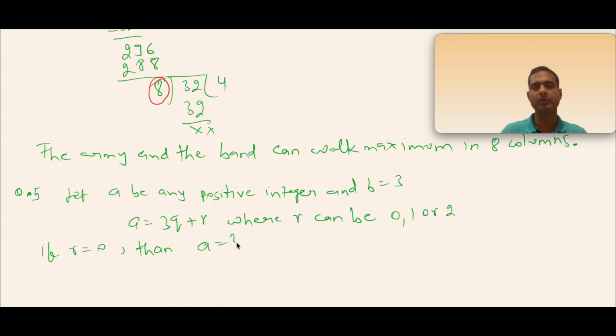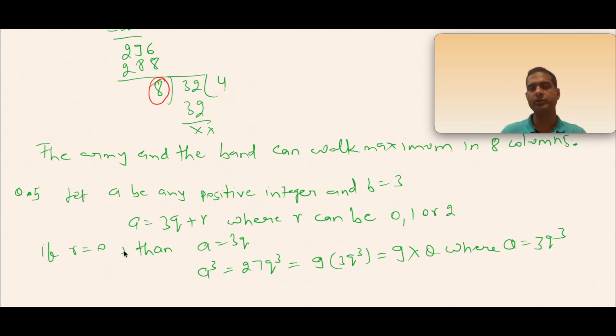So if r is equal to 0, then a will be equal to 3q. So the cube of a will be 27q cube. Now that can be written as 9 into 3q cube. This 3q cube is again a positive integer, so that can be written as 9 into m. So from here we saw that if r is equal to 0, then the form of the cube of any number will be 9m.